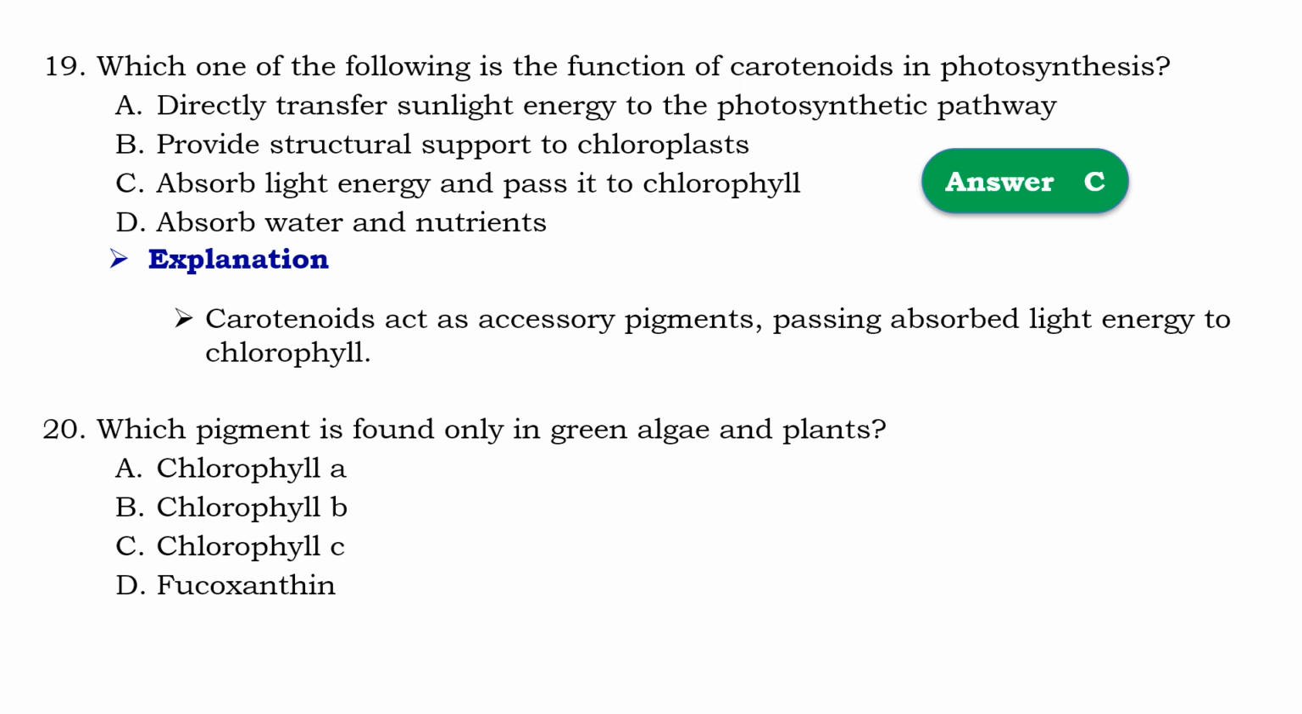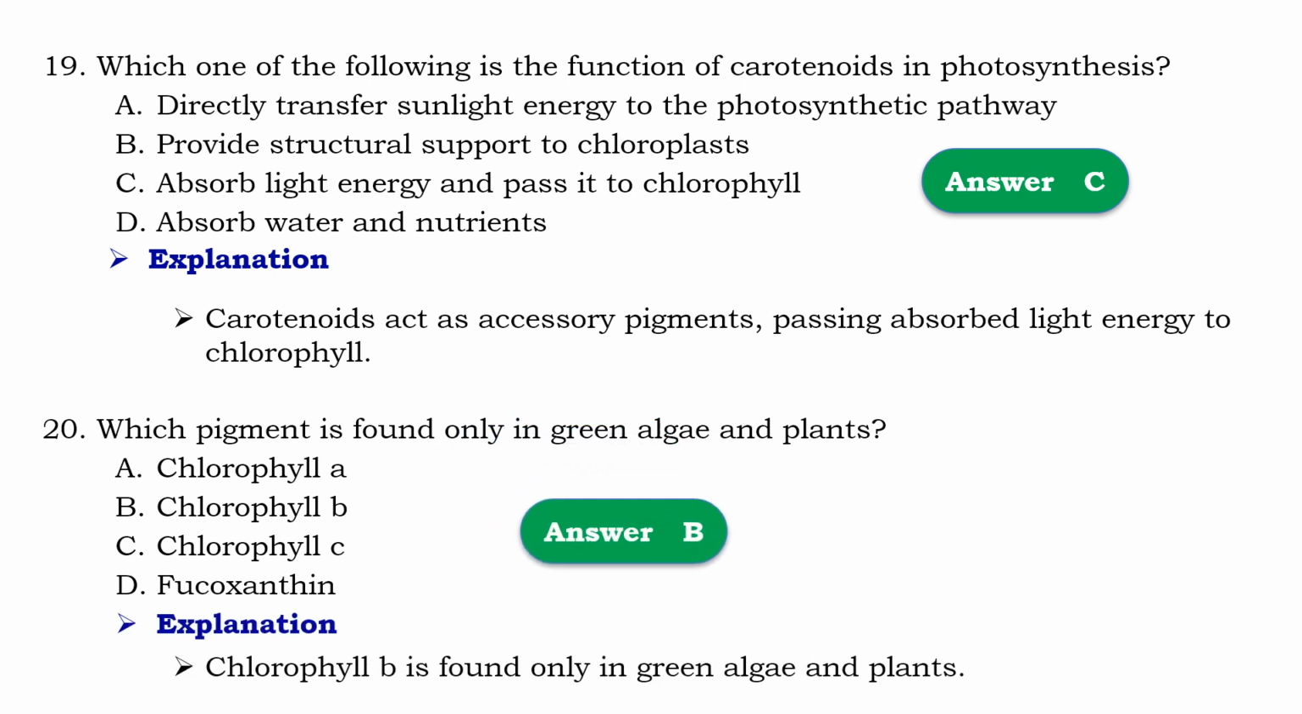Question number 20: which pigment is found only in green algae and plants? So that should be B, chlorophyll B. Means that chlorophyll B is found only in green algae and plants.